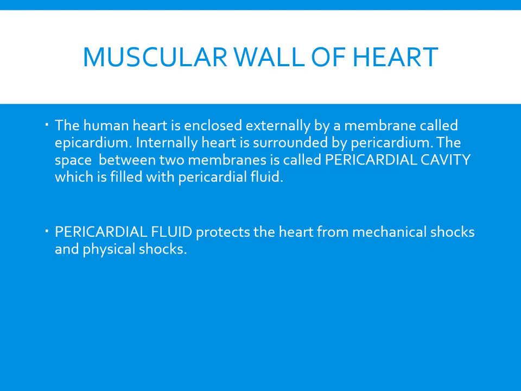Now students, we will know about the muscular wall of heart. The human heart is enclosed externally by a membrane, and the name of the membrane is epicardium. Internally, heart is surrounded by pericardium. The space between the two membranes is called pericardial cavity, and this cavity is filled with pericardial fluid. Pericardial fluid functions for the protection of the heart from mechanical and physical shocks.